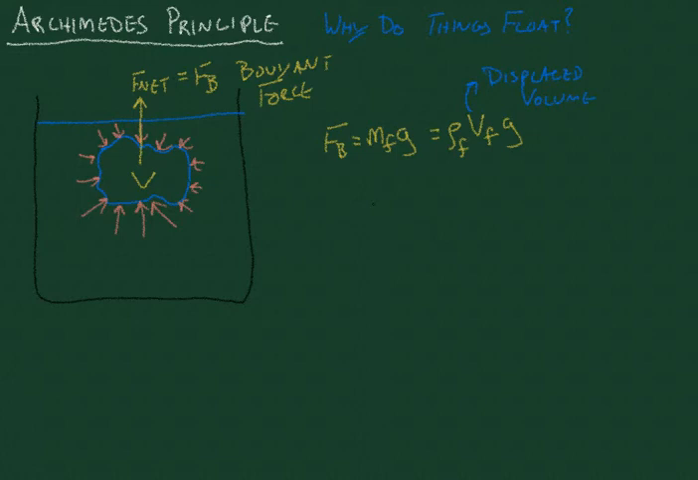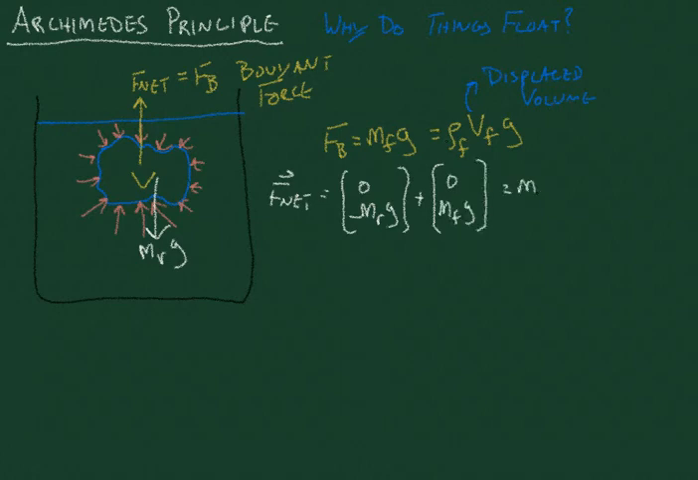So now if we look at the rock's mass as well, we see that we have the mass of the rock times g going down, and then the mass of the fluid times g going up. Right? So our net force is going to be minus the mass of the rock times g plus the mass of the fluid times g, and that's going to equal the mass of the rock times its acceleration. Right?